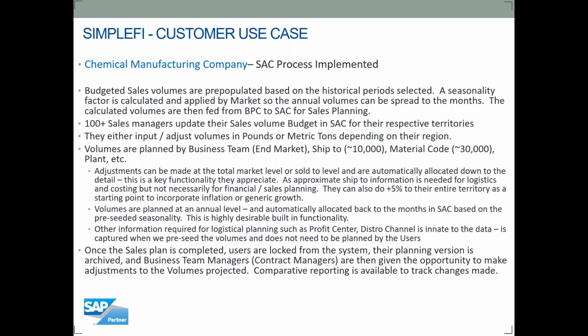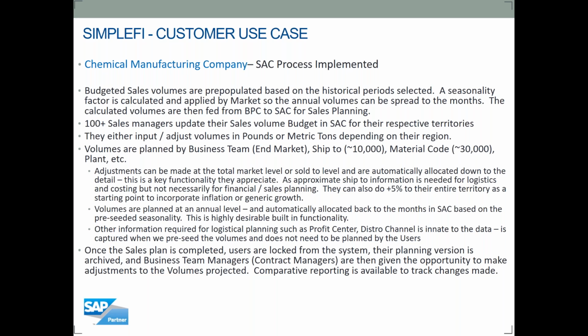Their sales managers and executives go into the system and update their volumes. Depending on their region, they update it in pounds or metric tons, and then we convert everything back to a common unit of metric. The volumes are planned at a fairly detailed level, by ship-to, material code, and business team, which is their end market. They can make adjustments at a total market or total territory level. So if I'm a sales territory account executive manager, I can come in and say plus 5% to my budget as a starting point, and then update all the details underneath it.